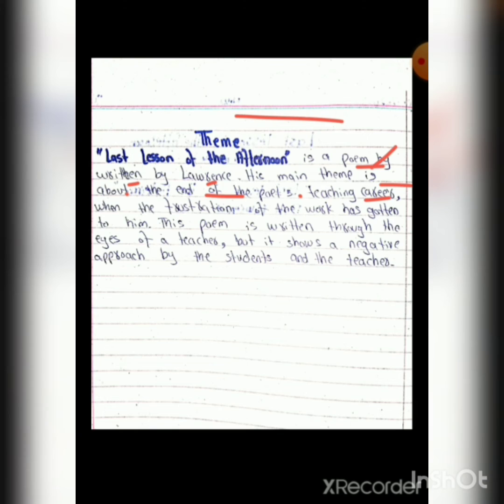ठीक है, इसमें हम एक पढ़ते हैं मेन थीम जो है वो टीचिंग करियर के बारे में है, मतलब एंड ऑफ द टीचिंग करियर ऑफ द स्पीकर और D.H. लॉरेंस. ठीक है, when the frustration of the work has gotten to him. क्योंकि frustration, he was being mad at the students, he was scolding the students. ठीक है, but still the students were not listening or paying heed to his words, right? That is why he has become frustrated. This poem is written through the eyes of a teacher, but it shows a negative approach by the students and the teacher as well.